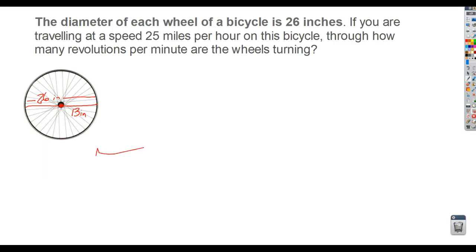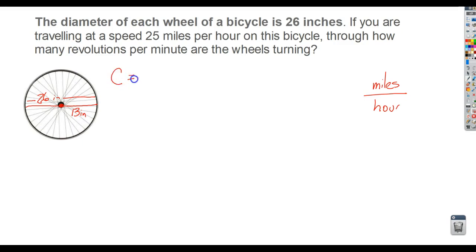All right, so ultimately what we're trying to do here is end up with, I'm going to put it way over here, miles per hour. So this is what we need it to look like. Right now all I know is that the wheel is 26 inches in diameter.